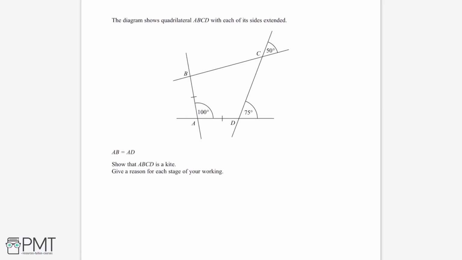The diagram shows quadrilateral ABCD with each of the sides extended. AB equals AD. Show that ABCD is a kite. Give a reason for each stage of your working. So in order to prove that this quadrilateral is a kite, we need to show that 2 side lengths are the same and 2 of the angles are the same. Now we've already been told in the question that side AB and AD are equal. So therefore, we'll need to prove that 2 of these angles are equal to each other.